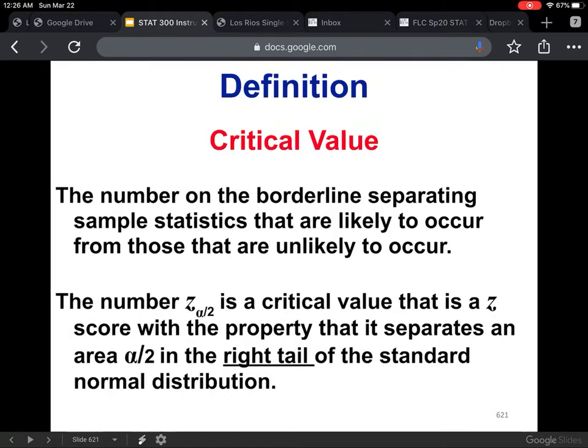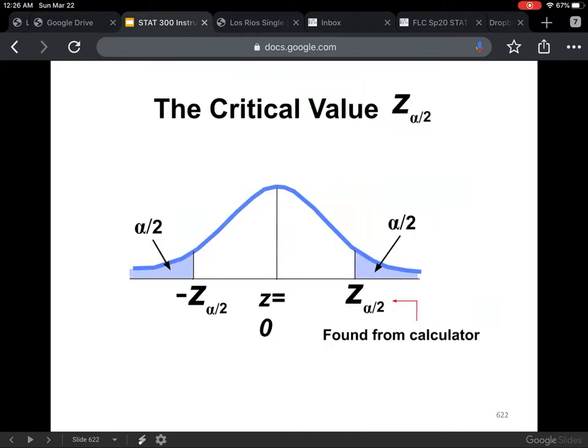So the critical value that we would have to find is the number on the borderline that separates the sample statistics that are likely to occur from those that are unlikely to occur. The number z sub alpha over 2 is a critical value that is a z-score with the property that it separates an area of alpha over 2 in the right tail of the standard normal distribution. So z sub alpha over 2 is going to be a positive critical value, a positive z-score. Here's a little picture of that.